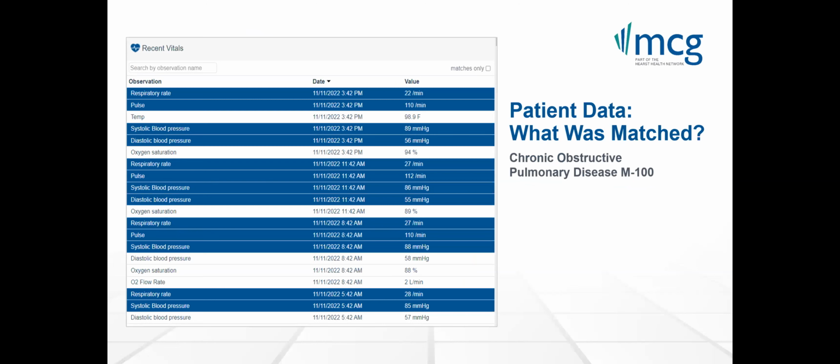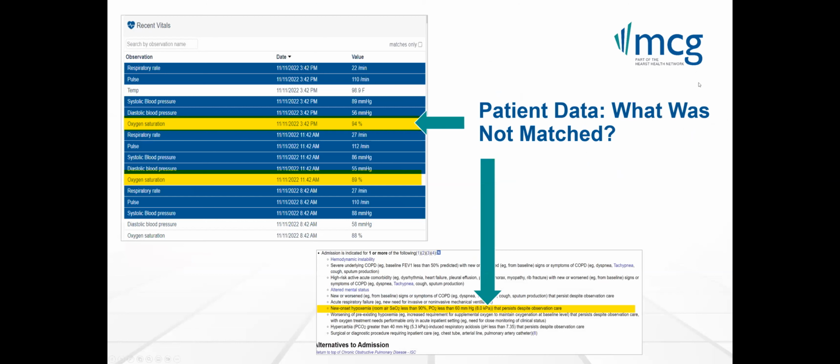An example here shows a patient under the guideline for COPD, chronic obstructive pulmonary disease, and the data elements we identified, including respiratory rate, pulse, blood pressure. That's what we see highlighted in blue here. If you can go to the next one, Raj.